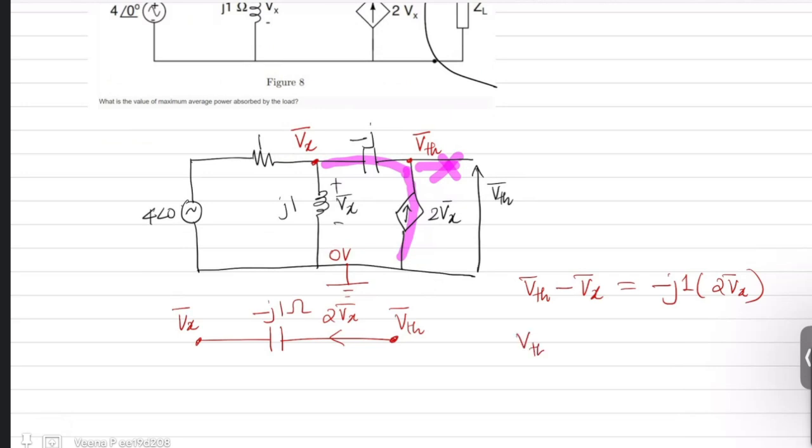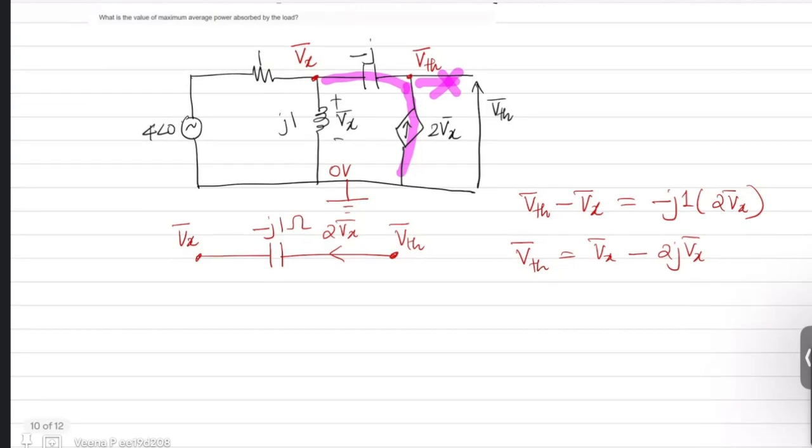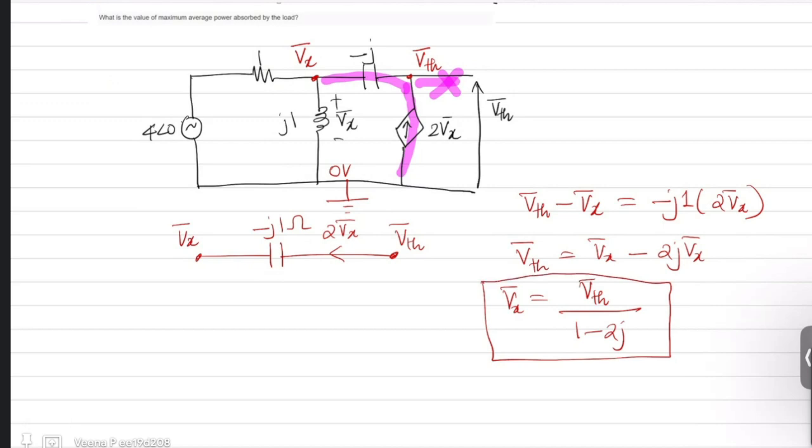From this you can get your V Thevenin as Vx minus 2jVx, or your Vx is V Thevenin divided by 1 minus 2j. So we got one relation between the two unknown voltages. Now for the second relation, we can apply nodal analysis.